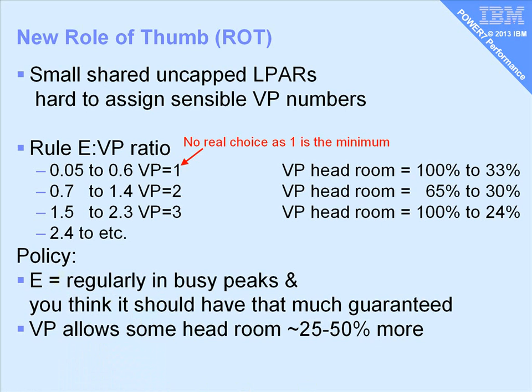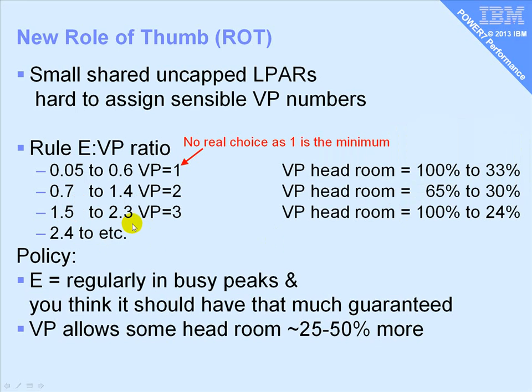Then we're going to set the VP ratio to a bit larger. We were using 80-20 rules. Here we're saying 25 to 50% extra, particularly in these micro partitions and the small ones. So if we've got the minimum entitlement up to 0.6 of a CPU, then the VP should be 1, and we've got no real choice in here because we can't go to less than the whole CPU. And we have a sort of headroom percentage like this. Then from 0.7 to 1.4, 1.5 to 2.3, and up we go.